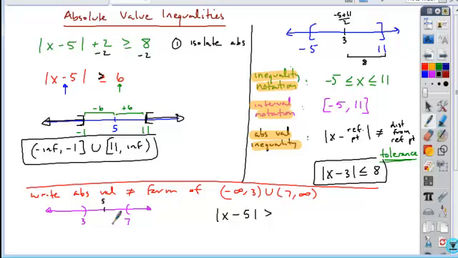And then we find the tolerance. What's the tolerance? The distance from 5 to 7 or from 5 to 3. It doesn't matter which one you choose. They should be exactly the same, and it is 2. So that's our tolerance, and we have our solution.